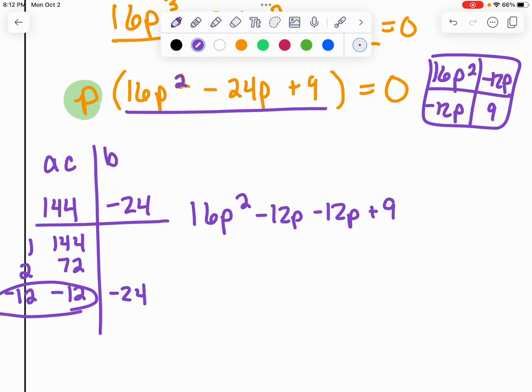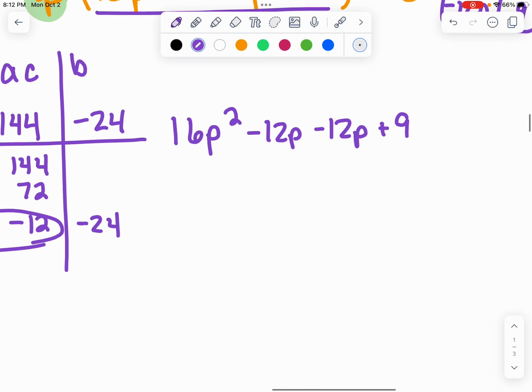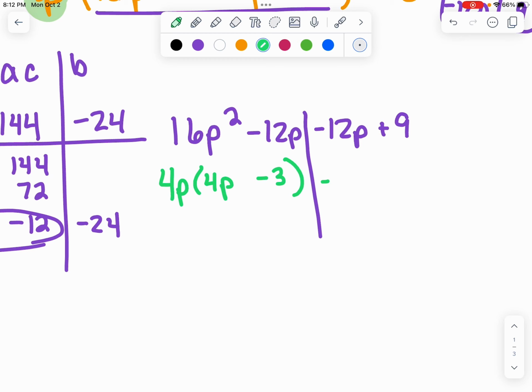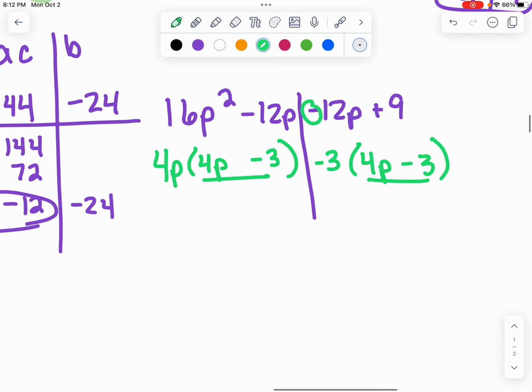That's for the box people. Please don't forget we did have a GCF, but we'll get that in there in a little bit. What's the GCF for the first half, please? 4p. And when you take a 4p out, what are you left with? 4p minus 3. And what's the GCF on the other side? Negative 3. You have to take that sign. So divide by negative 3. Tell me what you get. 4p minus 3. Take a look at these two underlines. Do they match? They match. Okay, so that's your first one.